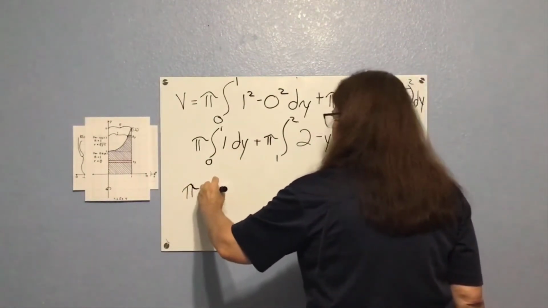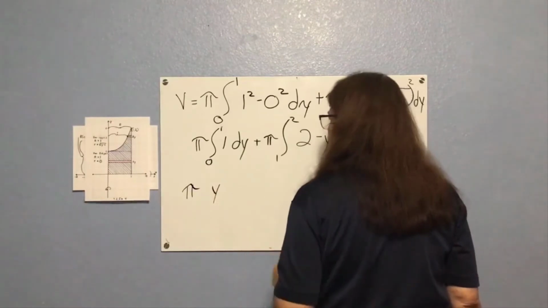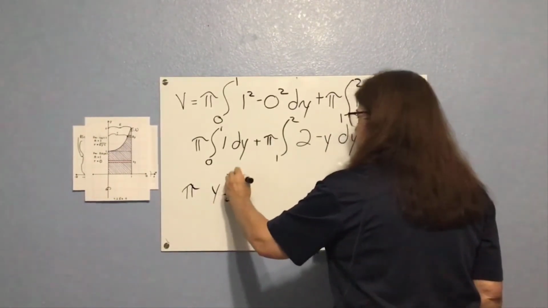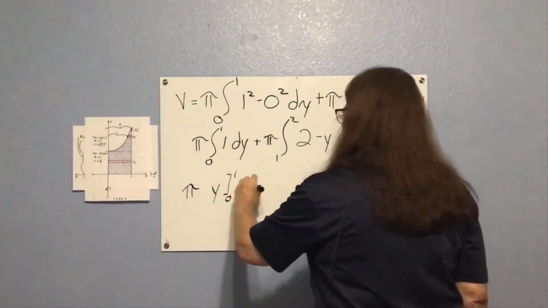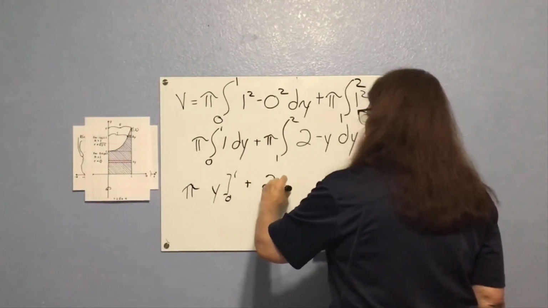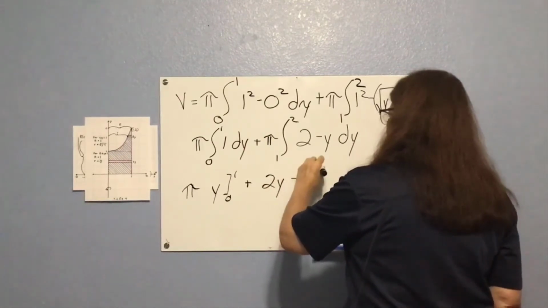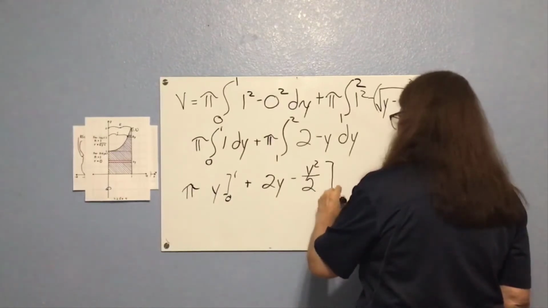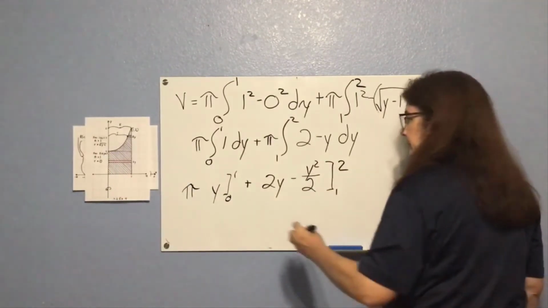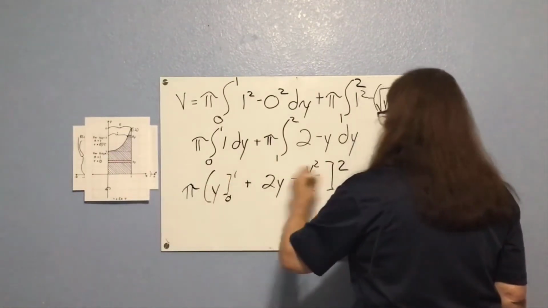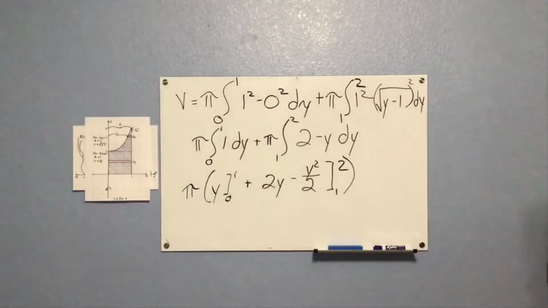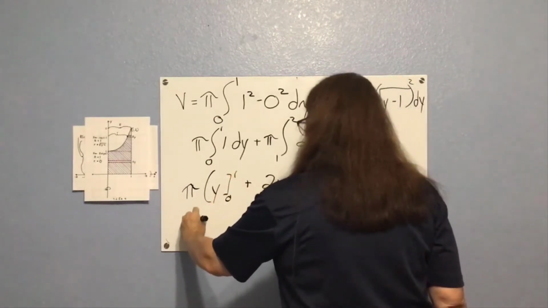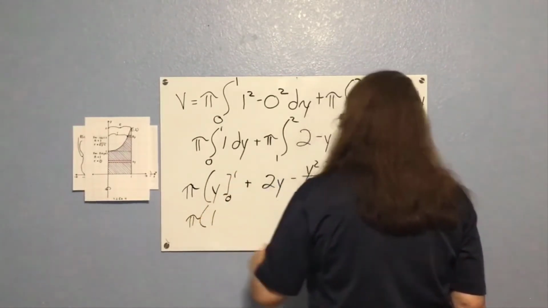The integral of this is going to be y evaluated from 0 to 1, plus 2y minus y squared over 2 evaluated from 1 to 2. So I'm going to have pi times all of that. Okay, finding the values now. This is going to be just 1.